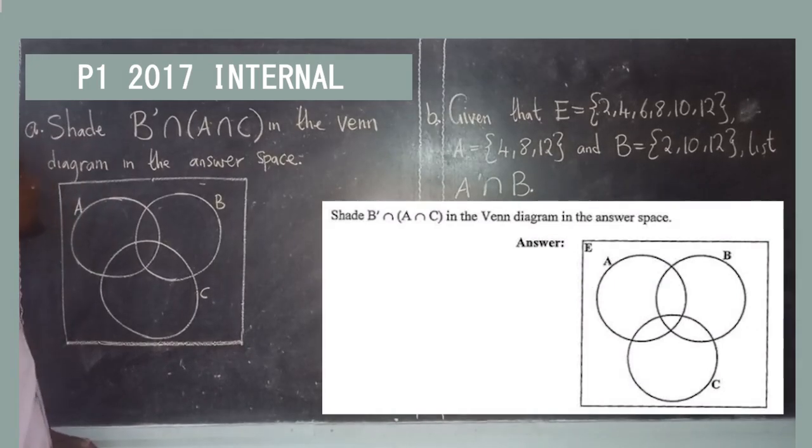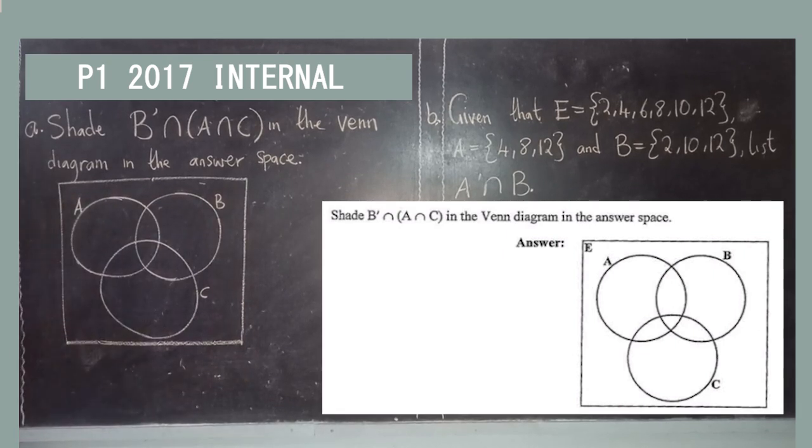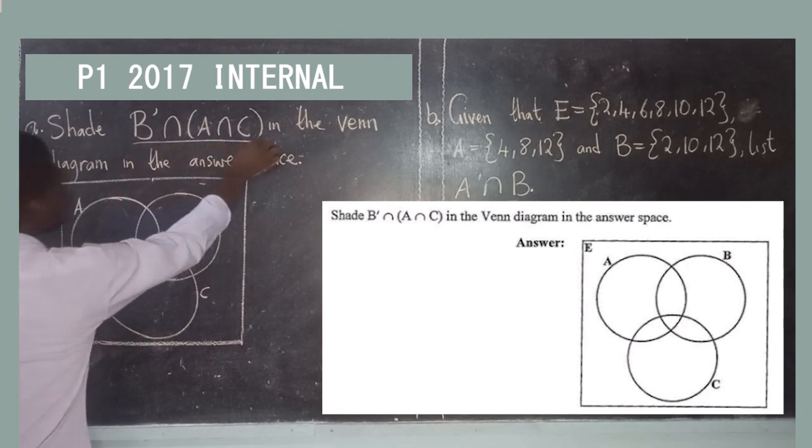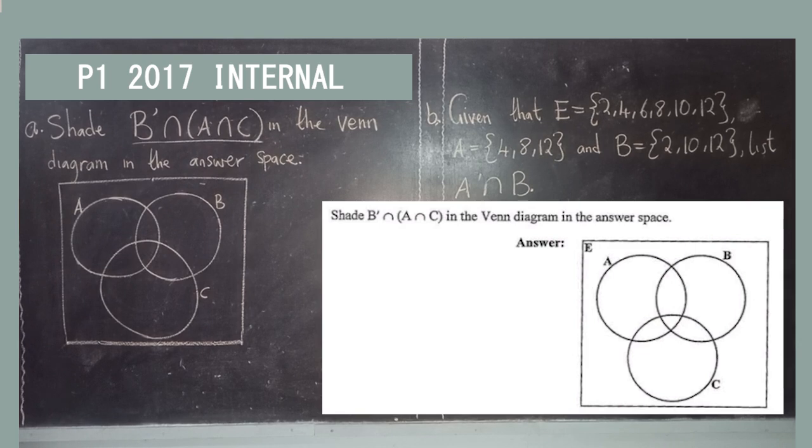To kickstart our lesson, we are going to start with Sets paper 1, 2017 internal. The first question in this paper said, shade B complement intersection A intersection C in the Venn diagram in the answer space. So we have been given this Venn diagram within our answer space, and they want us to shade B complement intersection A intersection C. So what do we do there?